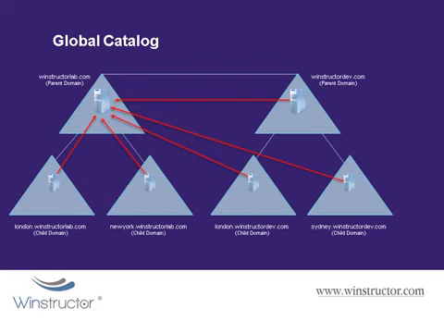Now, the other issue here is performance. If every time a person attempts to locate an object in the forest, they need to contact the global catalog server, then that's not only going to slow things down, but again, we still have that single point of failure, and if this server goes down, then there's trouble.